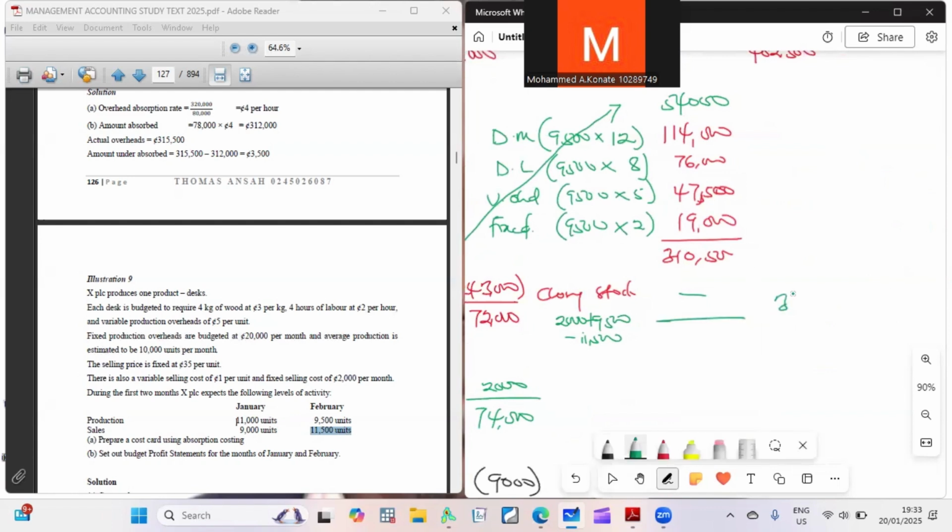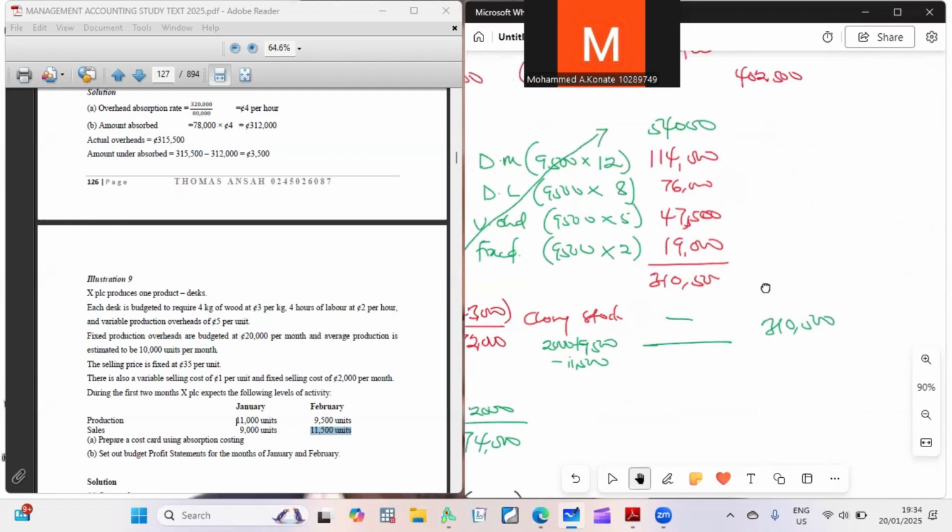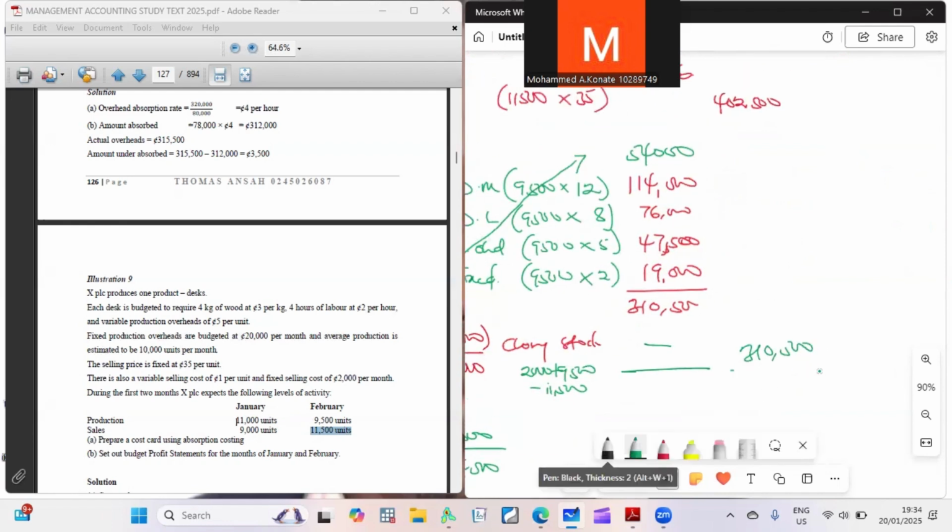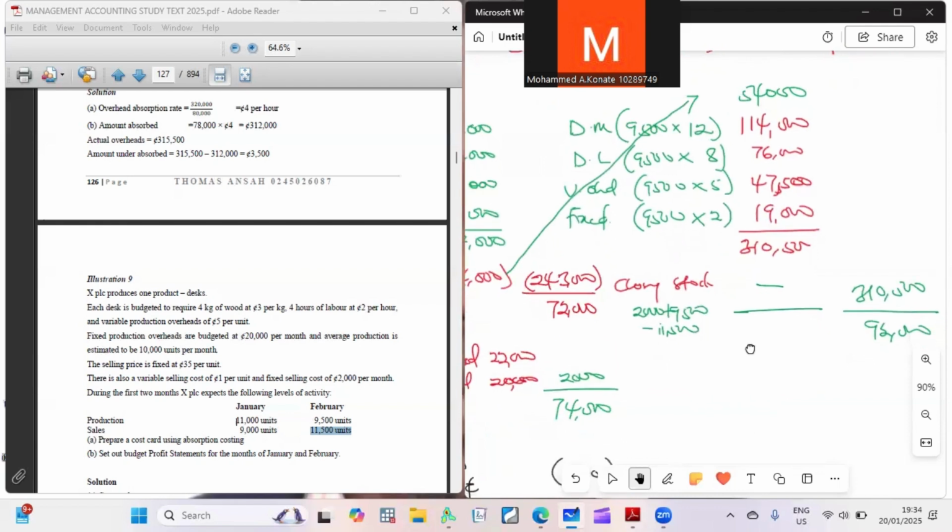So here will be 310,500, which we are taking out of our 402,500. And that gives 92,000. So that is our gross profit that we have. And it is unadjusted. So we need to look at the absorption again, over and under absorption.